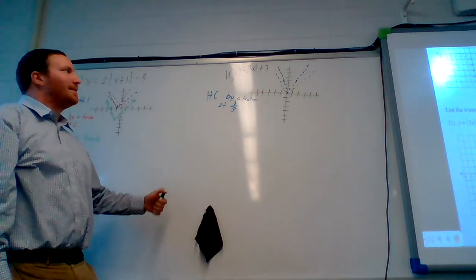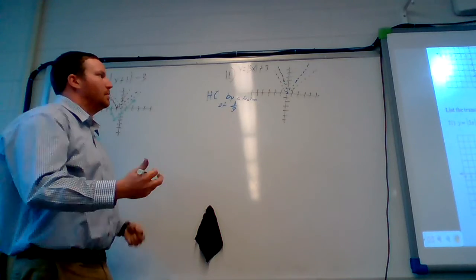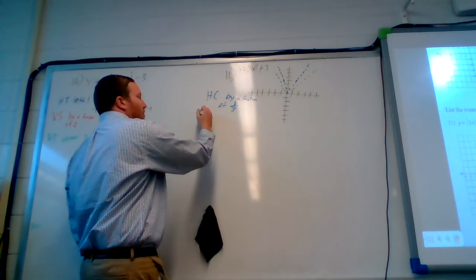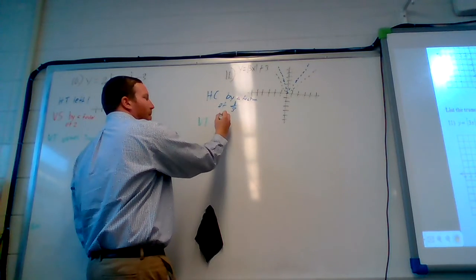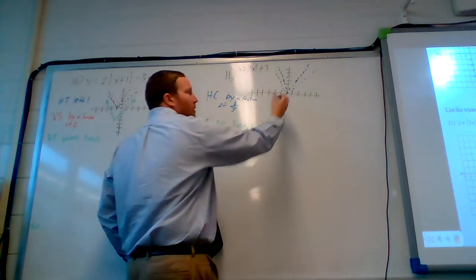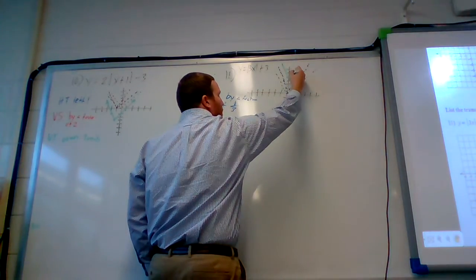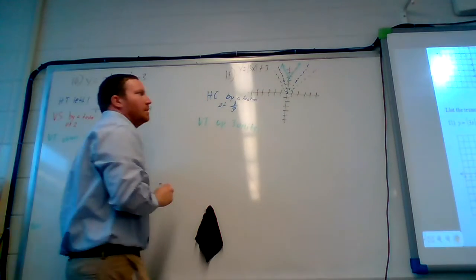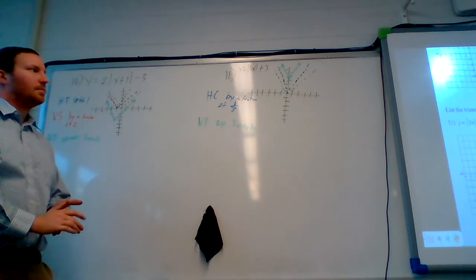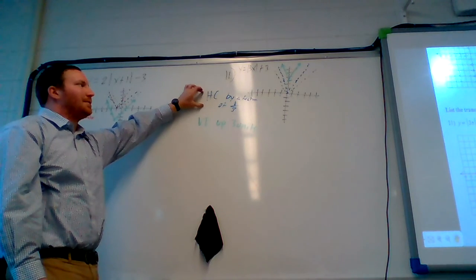And then the last step, we're adding 3 on the outside. So that's going to be another vertical translation up 3 units. Up 3. There we go. So again, this is on that second sheet I handed out, that horizontal compression.